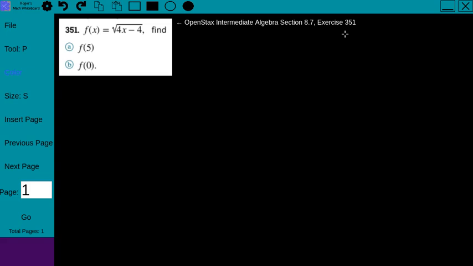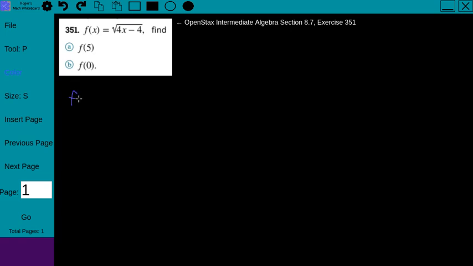This is exercise 351. What it asks us is to find the function values at f of 5 and f of 0 of this radical function, f of x equals the square root of 4x minus 4. If you've already dealt with function notation a little bit, this really isn't a whole lot different. Basically, we're plugging in this value for x, and we're getting an output from that. So let's go through it.